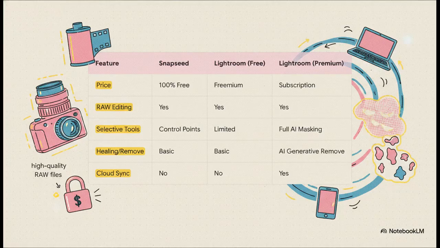So this chart breaks it all down. Snapseed, 100% free, period. Lightroom is what we call freemium. Now what's great is that both apps let you edit high-quality RAW files, which is a huge plus. But just look at that premium column for Lightroom. That's where you get the crazy AI masking, the super advanced object removal, and the one thing that can be a total deal breaker, Cloud Sync. That's what lets you start an edit on your phone and finish it on your computer without missing a beat.